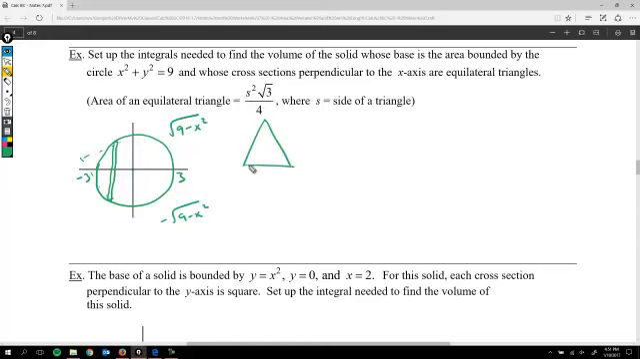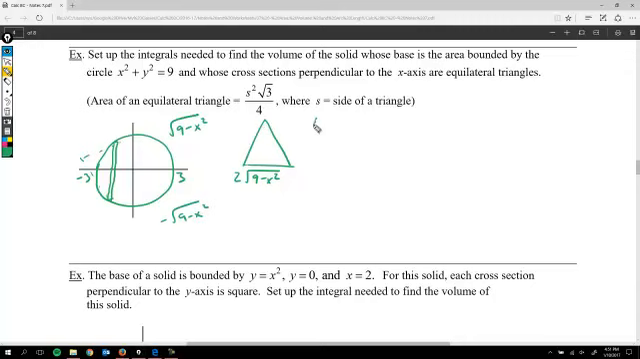Okay, well, if I look at my equilateral triangle straight up, I see that the bottom, so my base here, is this whole distance. So it's whatever this distance is from the x-axis to the top, which is square root of 9 minus x squared, and then the distance from the x-axis to the bottom, which is right here. So really, it's double the square root of 9 minus x squared. Because this is 1, this is another, so it's just 2 times that. That is the length of my base.